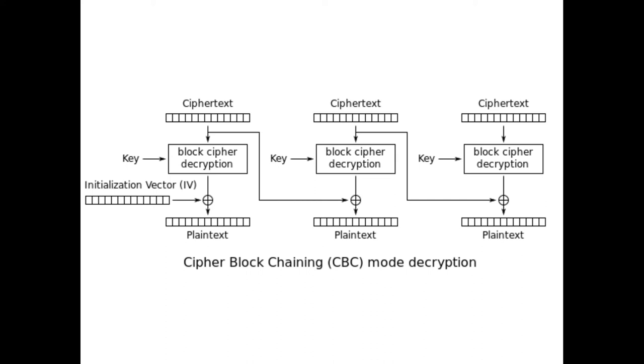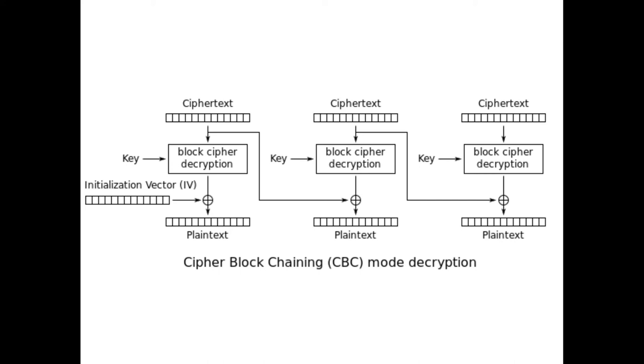And to decrypt, all you have to do is take the ciphertext, decrypt it, and then XOR out the initialization vector to get the original plaintext message. And as well, you take that ciphertext and you XOR it with the resulting decryption for the next block to get its plaintext and so forth.